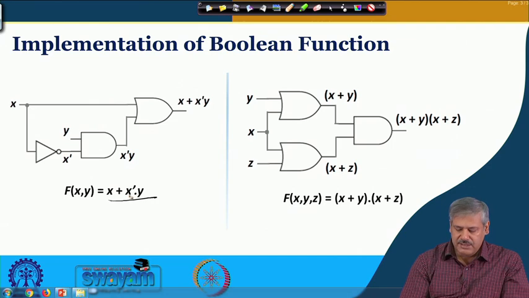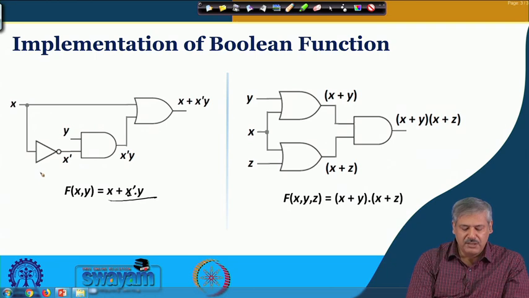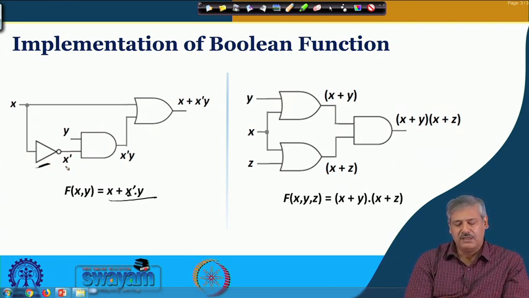So, x prime is required, complement of x is required. So, for that we have got NOT gate. So, we shall put a NOT gate, x is input at it and the output is x prime. It is very easy to get. So, this is ANDed with y, right. So, we will put a 2 input AND gate.